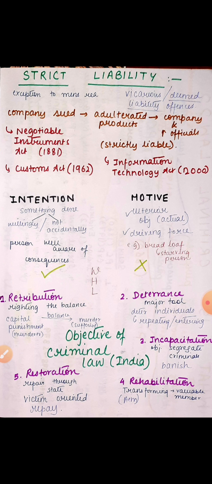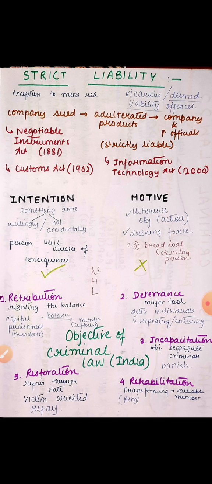Last but not the least, we have restoration. Restoration is a victim-oriented objective of criminal law, and the goal of restoration is to repair, through state authority, any injury or damage inflicted on the victim, which means that if someone has committed theft, has stolen money from someone else, then that person is required to repay the amount to the victim.